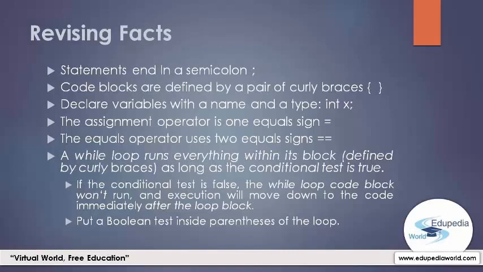The second thing is code blocks are defined by a pair of curly braces. There is a starting curly brace and there is an ending curly brace. So don't forget any of these. If so, you will get an error at compile time. The third thing is when you are declaring variables, you have to give it a name and a type. For example, int x or int y or else int age.